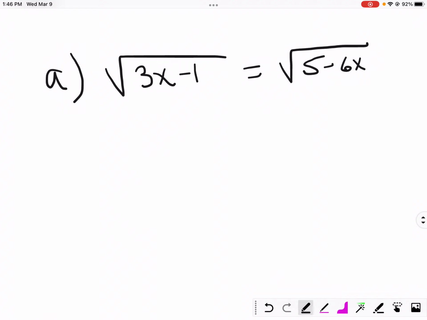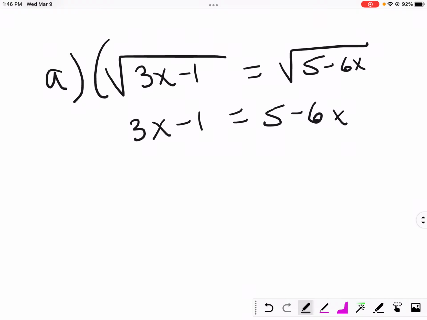All right, let's see if we can get through these three examples without making any major mistakes. What I'm going to do is, first of all, square both sides. Each side has a square root, so squaring will get rid of those. So we will wind up with 3x minus 1 equals 5 minus 6x.